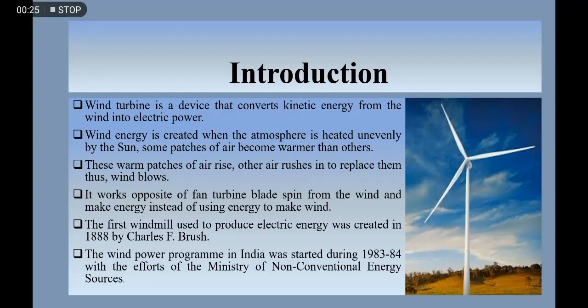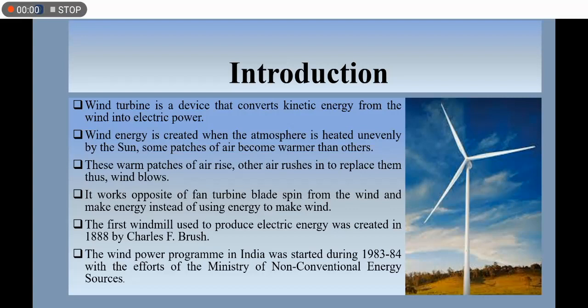Wind turbines were first used as a windmill to produce electric energy in 1888 by Charles F. Brush. The wind power program in India was started during 1983 to 84 with the efforts of the Ministry of Non-Conventional Energy Sources. A wind turbine is a device that converts kinetic energy into electric power.